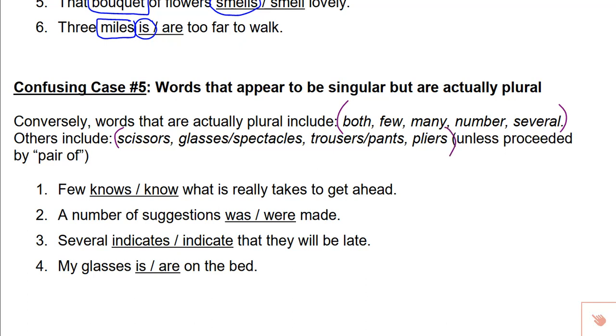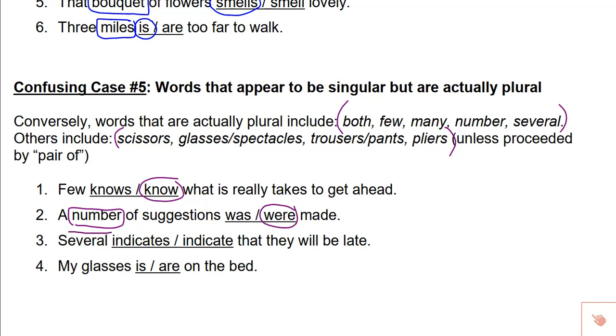Let's take a look at some examples. Few knows or know what it really takes to get ahead. Few is one of the words that appear to be singular, but it's actually plural. Because few is plural, I'm going to choose the plural verb know. Few know what it really takes to get ahead. A number of suggestions appears to be singular, but it's actually plural. Were made.